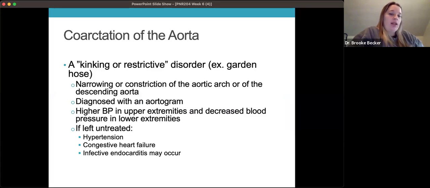If it's left untreated, then they're going to progress to congestive heart failure. They're going to have high blood pressure, and they may even get infective endocarditis, so an infection in their endocardial lining.